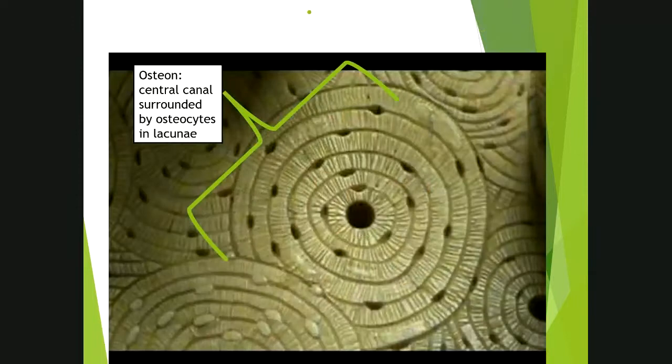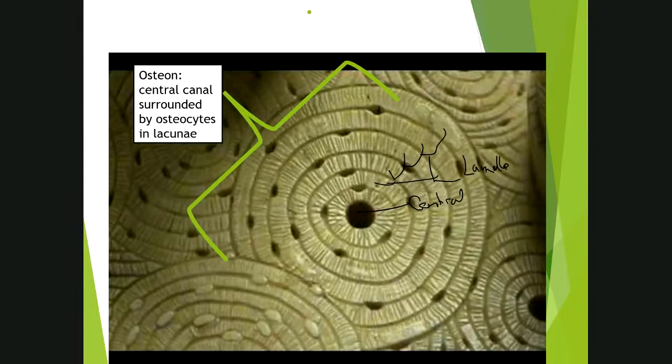And then here's our osteon. So if you look at the osteon, there's our central canal. And then we've got these layers. So here's a layer, here's a layer, here's one, here's one, here's one. Those are all layers, and they're called lamellae.